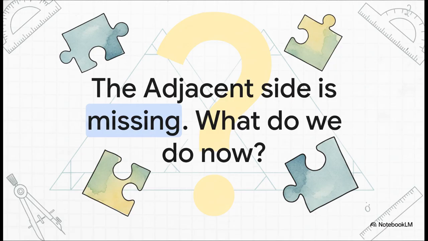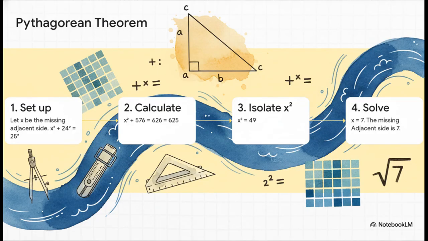Nope, not at all. We just have to pull out another one of our fundamental tools for right triangles. And that tool, of course, is the good old Pythagorean theorem. Since we have a right triangle and we know 2 sides, we can always find the third. We just set it up. A squared plus 24 squared equals 25 squared. Okay, let's do the math.